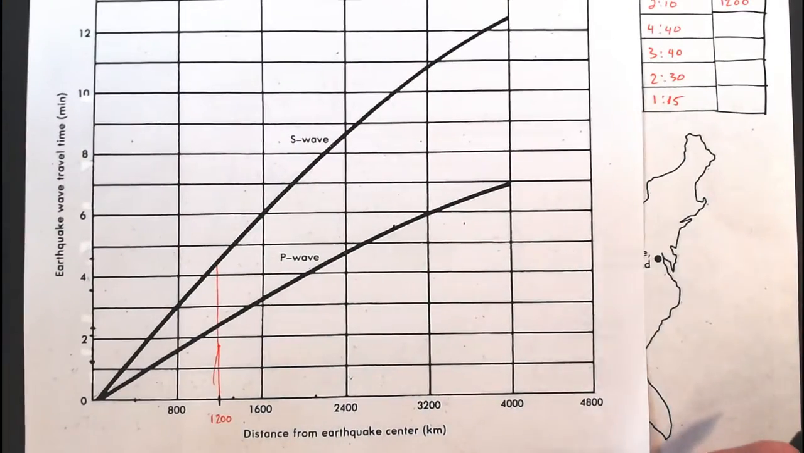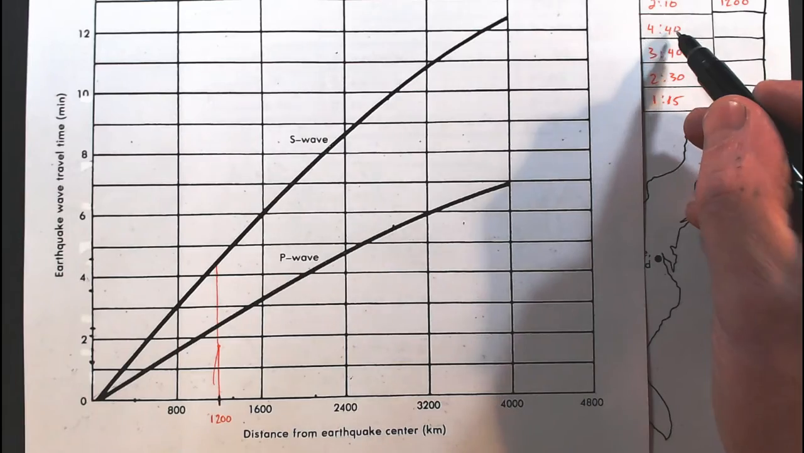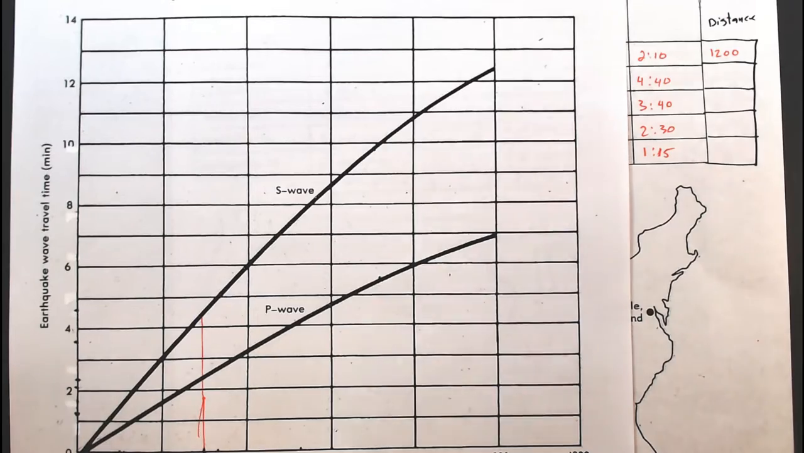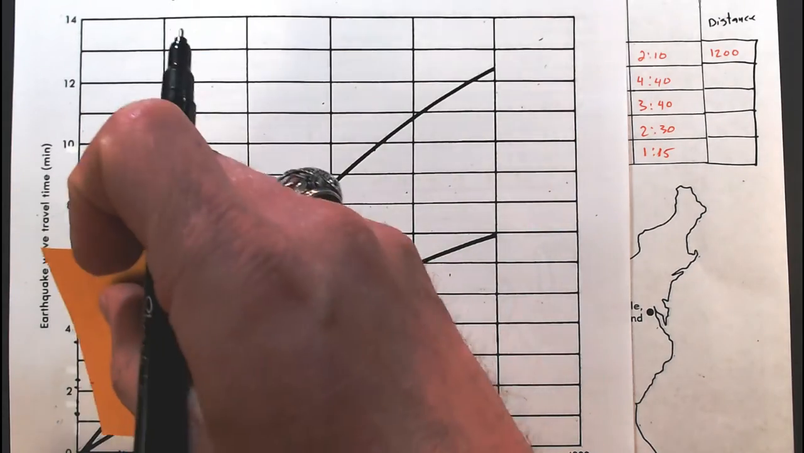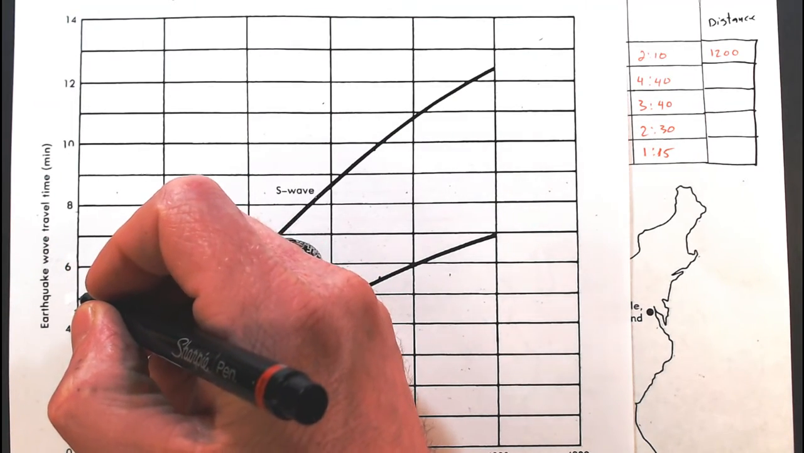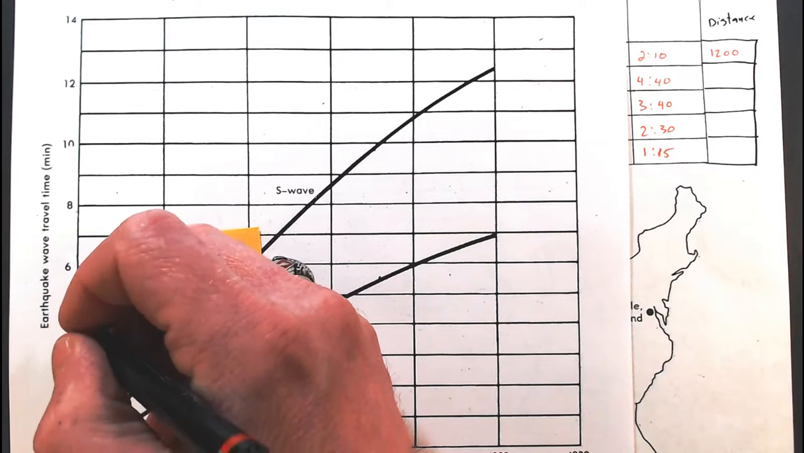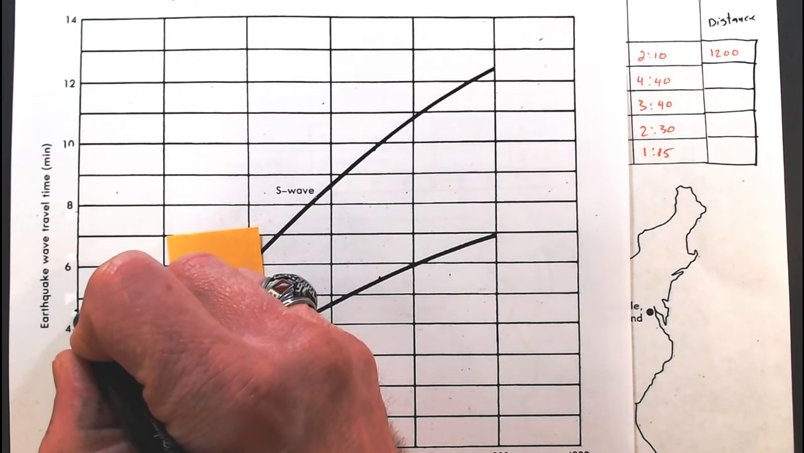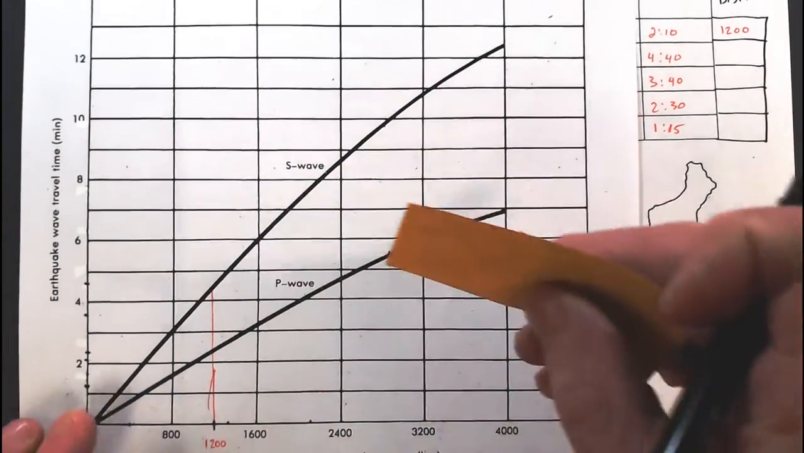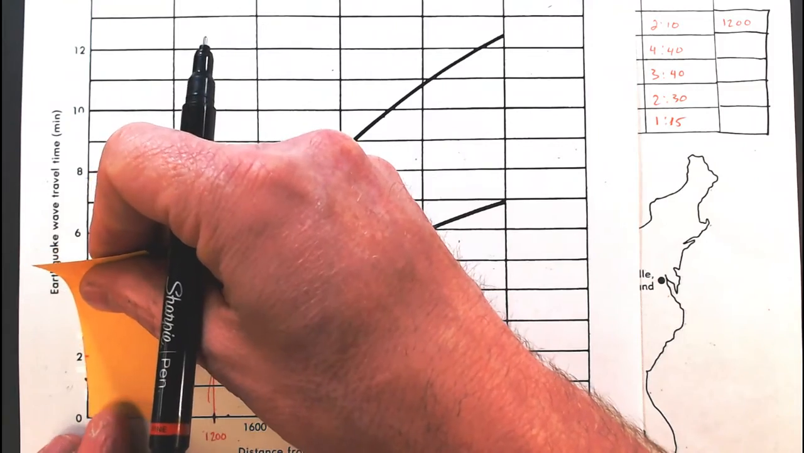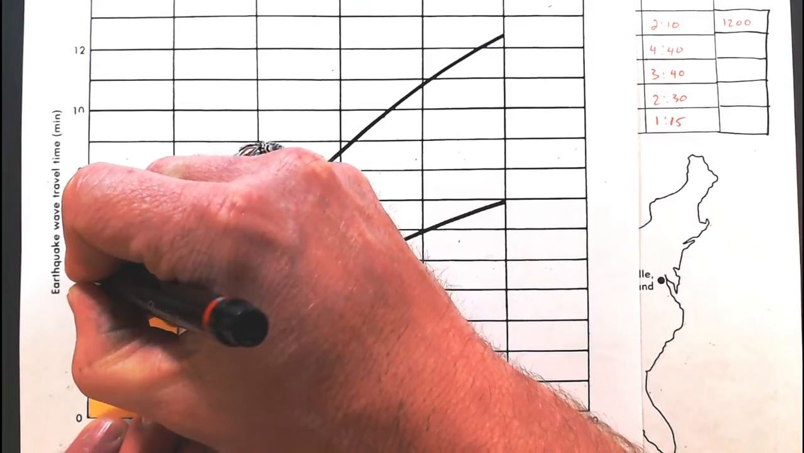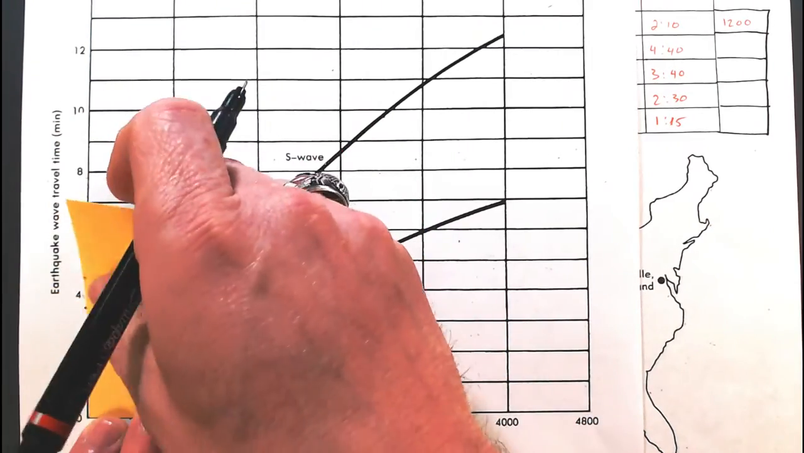So our next one is 4 minutes and 40 seconds. So we're going to do this again. It looks like 4 minutes and 40 seconds is putting us, there's 4 minutes, there's 30, 40, probably about right there. Okay, so we're going to put this right down here, and I'm going to put a mark about right there. That would be 4 minutes and 40 seconds.